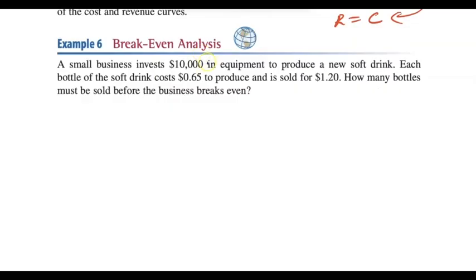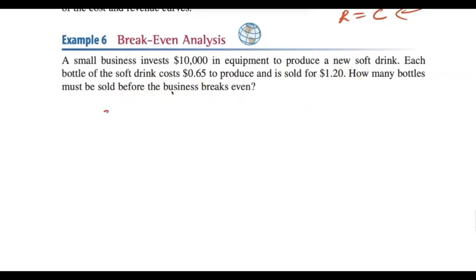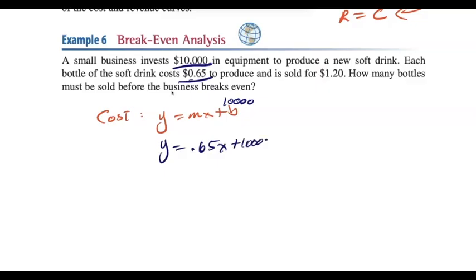A small business invests $10,000 into equipment to produce a new soft drink. Each bottle of soft drink costs 65 cents to produce and is sold for $1.20. How many bottles must be sold before the business breaks even? Let's do the cost equation first. This is going to be y equals mx plus b. Our initial startup fee was 10 grand, and it costs us 0.65 to produce. Y equals 0.65x plus 10,000. Our revenue function is just how much you're selling it for times x. The revenue function would be y equals 1.20x.